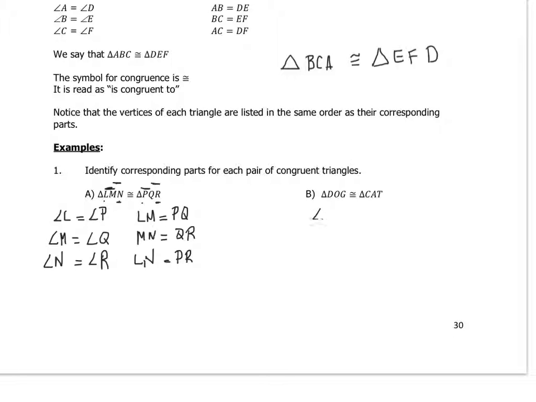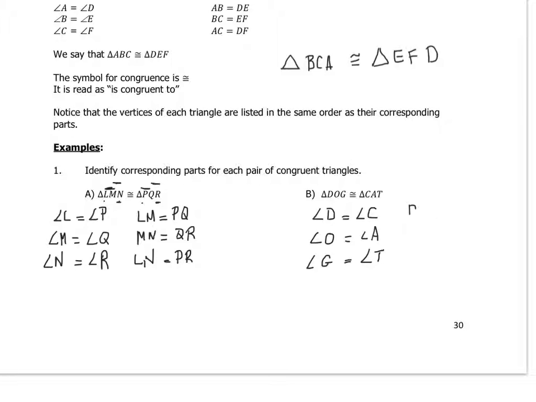For the second example here, you would have angle D would match up with angle C, because that's the first letter named in both triangles. O is the second one, matches with A, the second one in the second triangle. And the last angle G matches with the last angle listed in the second triangle.